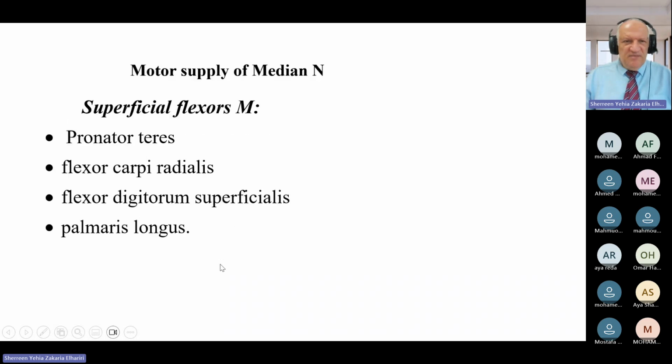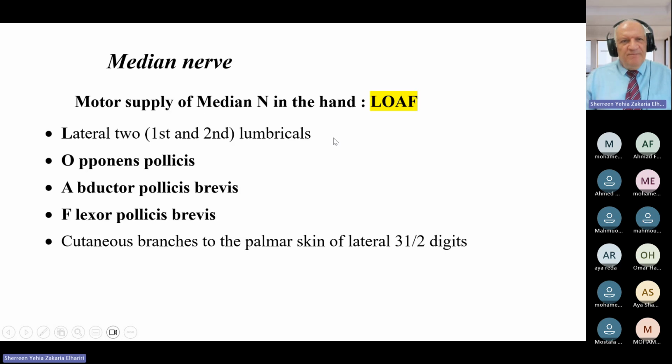After that, the median nerve. The median nerve supplies the superficial flexor muscles: pronator teres, flexor carpi radialis, flexor digitorum superficialis, and palmaris longus, which may not be present. The median nerve also gives motor supply to the lateral lumbricals, abductor pollicis brevis, flexor pollicis brevis, and sensory innervation of the palmar skin and lateral three and a half digits.